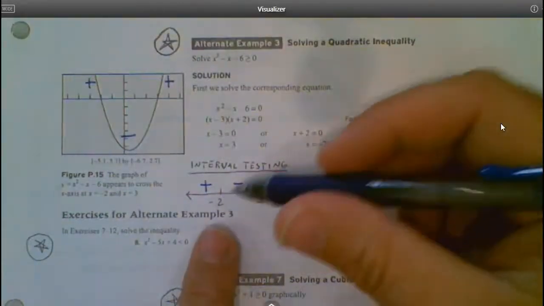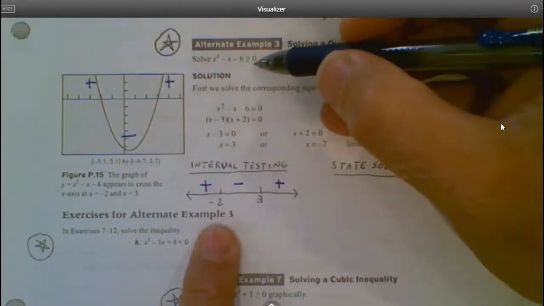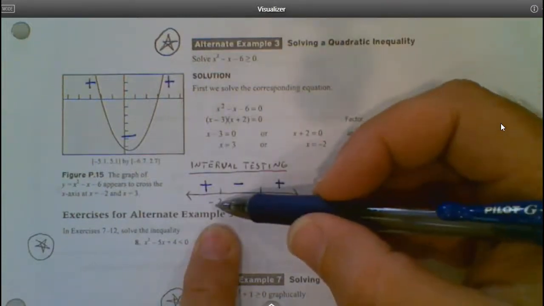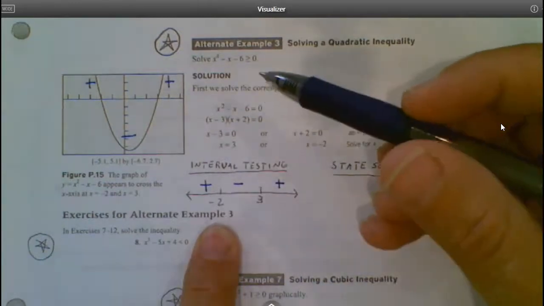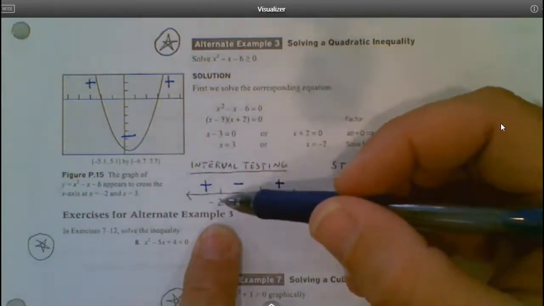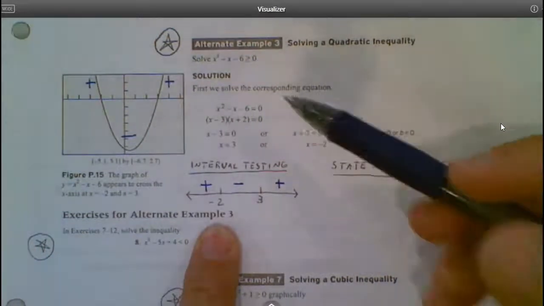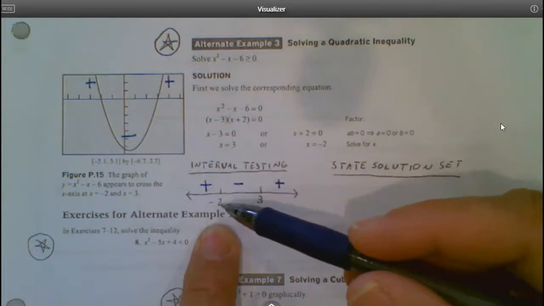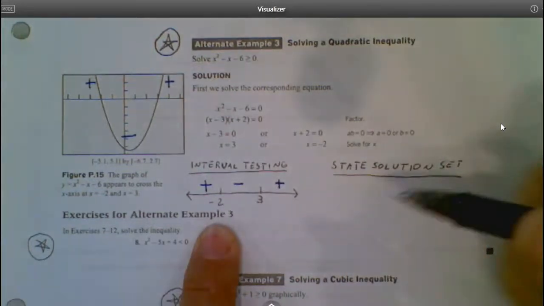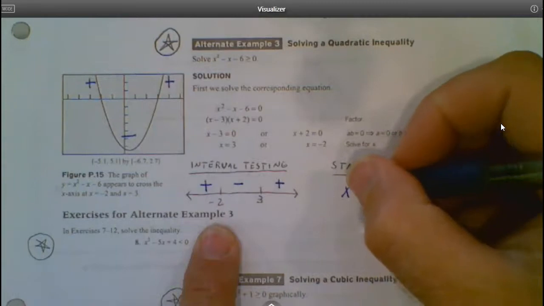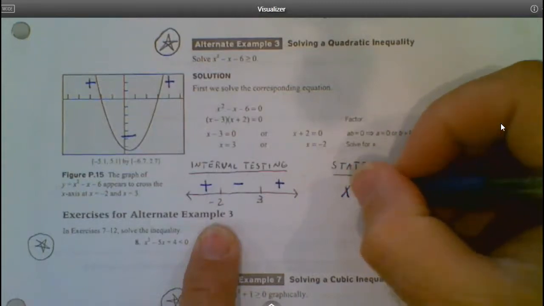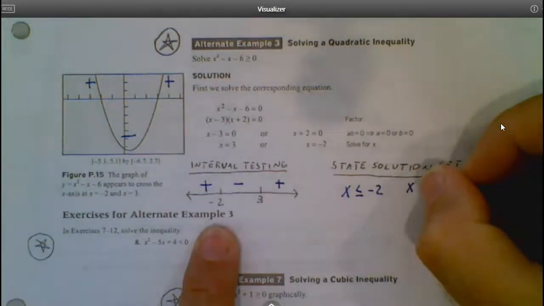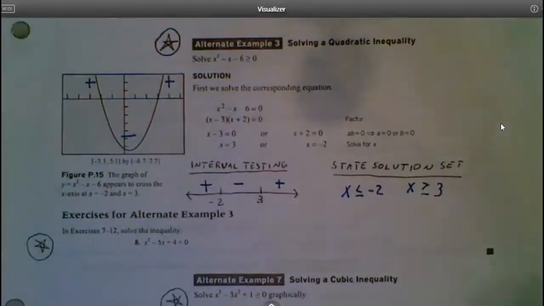So we can see, and here's something that's super important. This says greater than or equal to 0, so that means I do get to include this number, right? If it just said greater than 0, I would not include the -2 or the 3, right? But because it says greater than or equal to 0, I get to include the zeros, which are those guys. So the x's that are less than or equal to -2, as well as the x's that are greater than or equal to 3, would be my solution set.